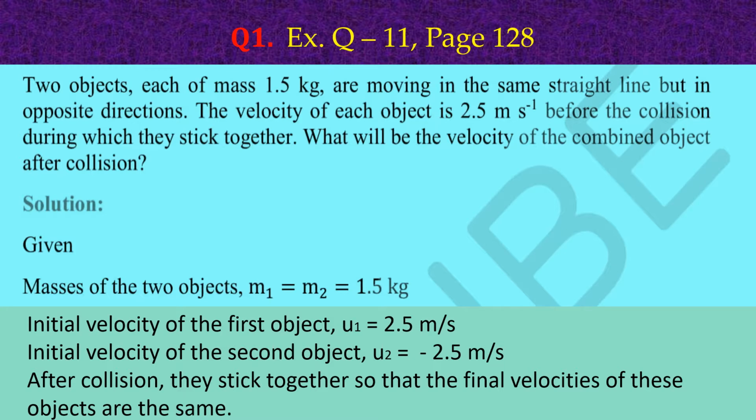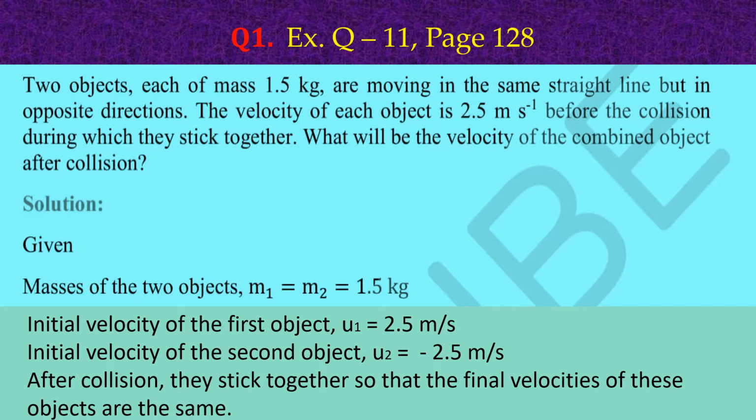See the question. Two objects each of mass 1.5 kg are moving in the same straight line but in opposite directions. The velocity of each object is 2.5 meter per second before the collision, during which they stick together. What will be the velocity of the combined object after collision?